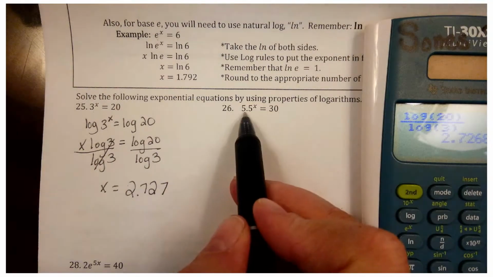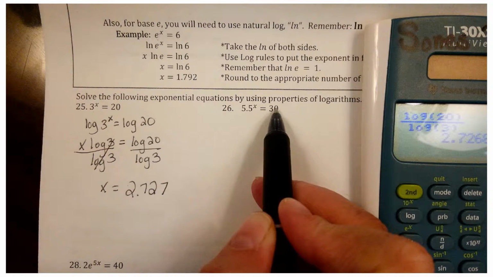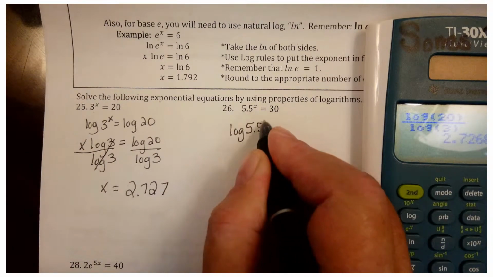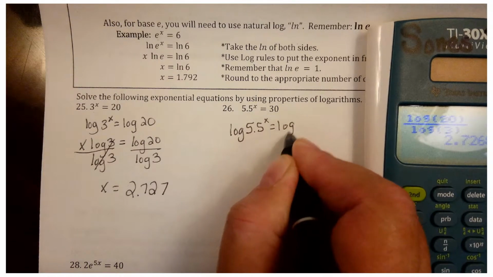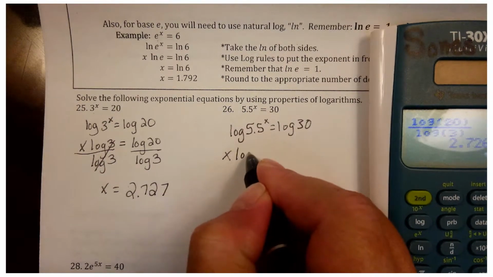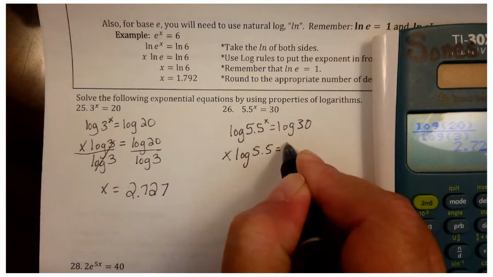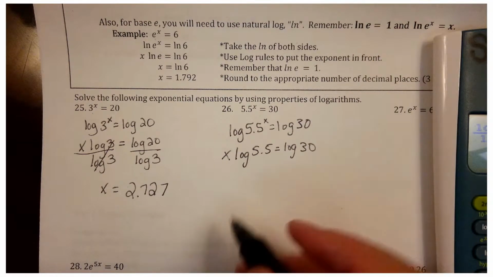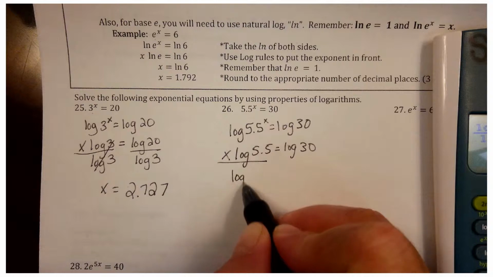This is 5.5 to the x equals 30. So same process. Log of both sides first. Power rule next. x in the front, log of 5.5 equals log of 30. Divide by the logarithm because that's just a number.